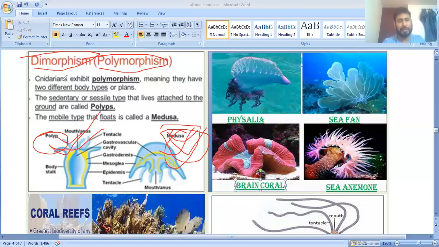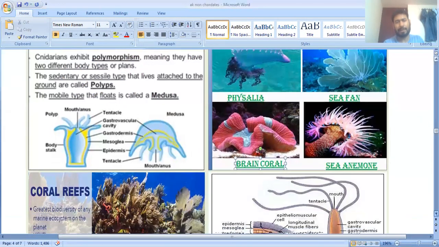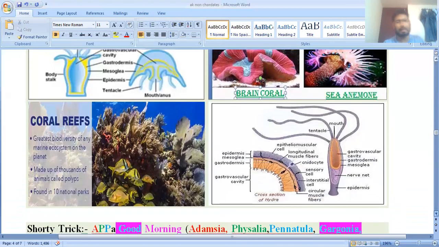Clear? Cnidaria exhibit polymorphism, meaning they have two different types of body plans. One is sedentary or sessile, that is the polyp. Another is the mobile, free swimming type, that is called the medusa. Here they have given examples: Physalia physalis, Portuguese man of war, sea fan Gorgonia, brain coral Meandrina, and sea anemone. These are a number of examples of the phylum Coelenterata. Coral reef, I had already talked about this. Coral reefs have the greatest diversity.